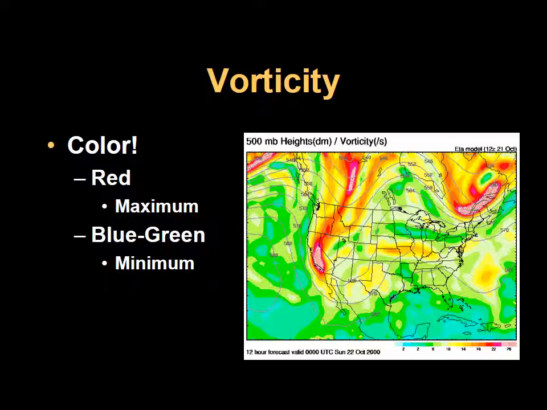Other places on the internet, you can get vorticity panels that are in color, and that's very helpful also. The red and yellow areas indicate maximum vorticity, and the blues and greens, minimum vorticity.